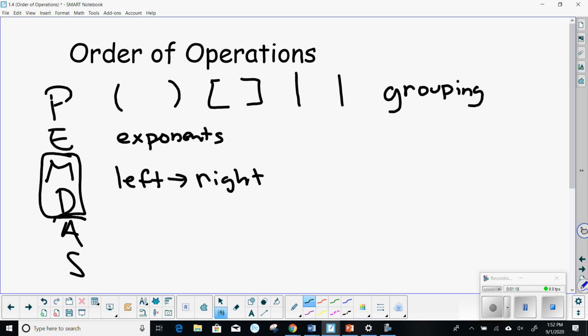Addition and subtraction also go together. So we always do multiplication and division first, left to right, whichever one comes first. And then we do addition and subtraction, again left to right, whichever one comes first. Okay, we're just going to go through and do some examples and practice this.